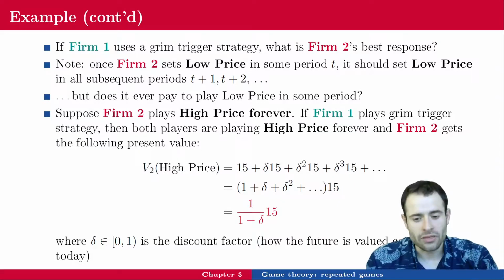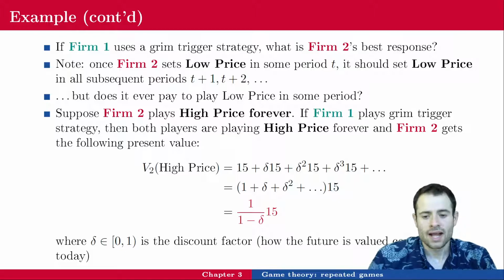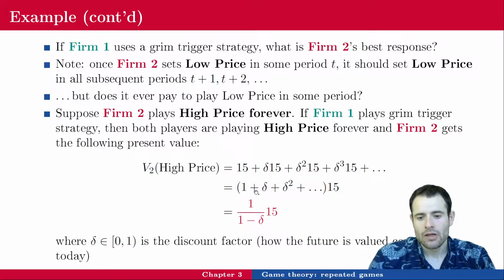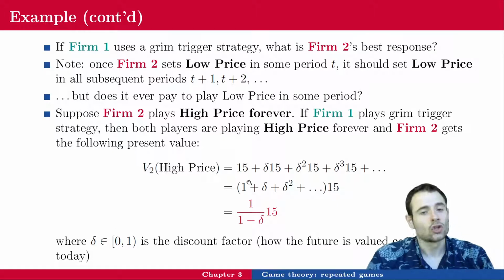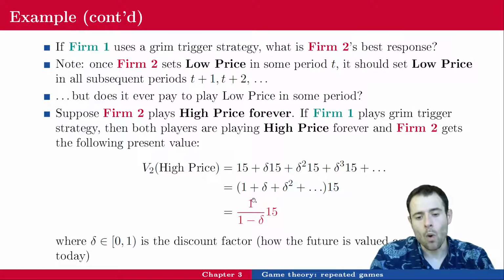Now, there is a mathematical formula that you need to know, is that if you sum those terms infinitely many times and delta is between 0 and 1, that's a very important condition, then this infinite sum doesn't go to infinity. It's going to stop eventually. It's going to converge. And it's going to converge to 1 over 1 minus delta.